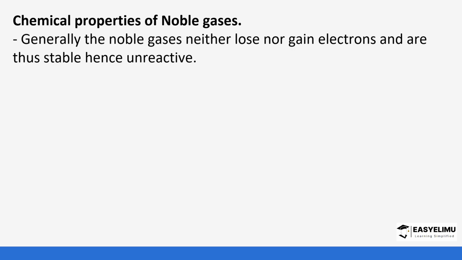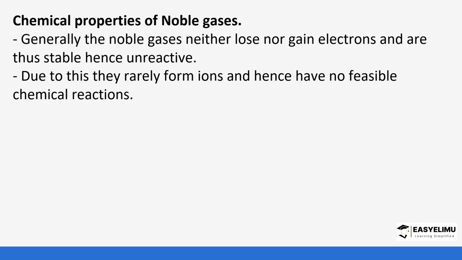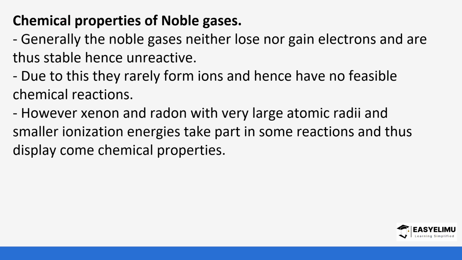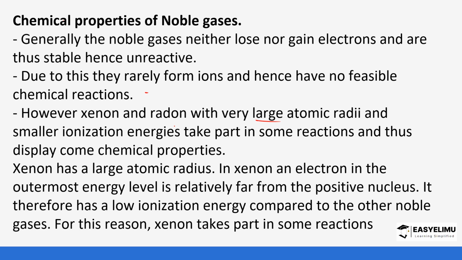Next, some of the chemical properties of noble gases. We said noble gases do not lose or gain electrons, they are stable. So they're unreactive. That is the reason why they rarely form any ions. So that's why they do not take part in most chemical reactions. However, we have an exception with xenon and radon because they have a very large atomic radius. They usually take part in some reactions, especially when they react with very highly electronegative elements like fluorine. So xenon is one of the exceptions.